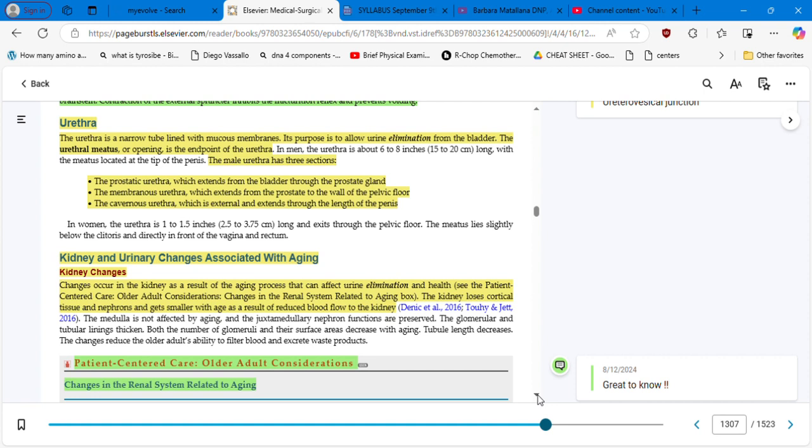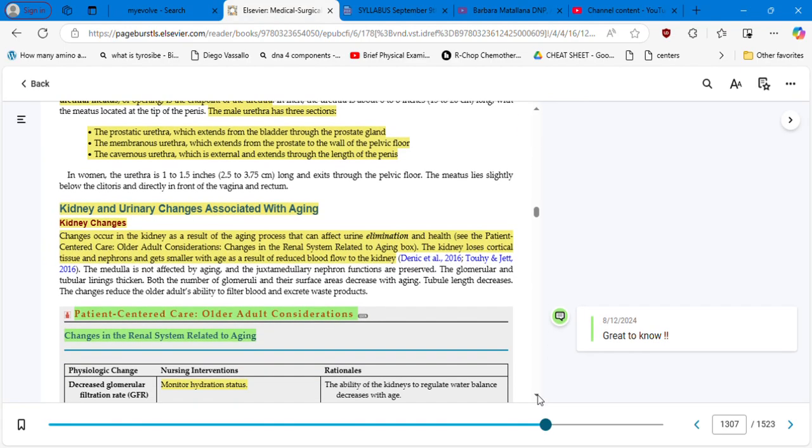Okay, the male urethra has three sections: the prostatic urethra, which extends from the bladder through the prostate gland. This is very important. The membranous urethra, which extends from the prostate to the wall of the pelvic floor, and the cavernous urethra, which is external and extends through the length of the penis.